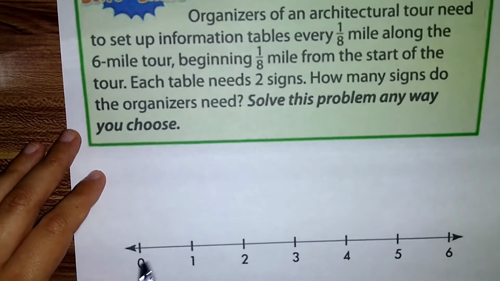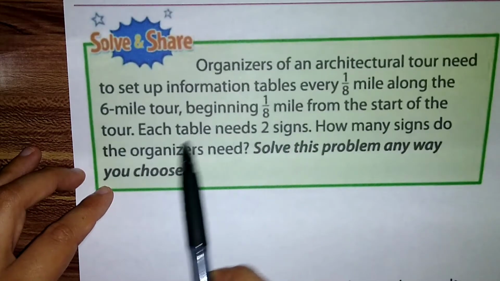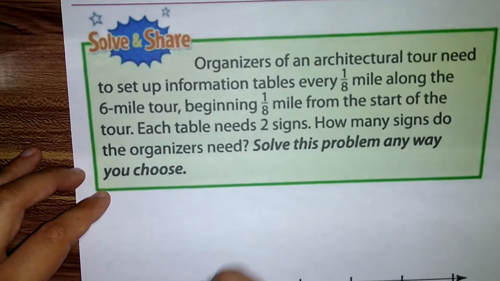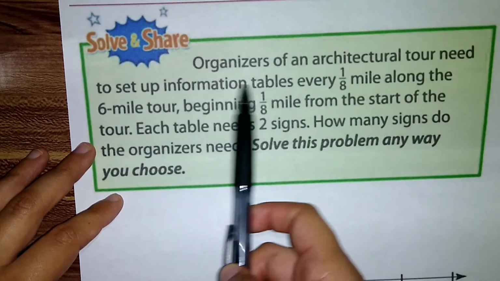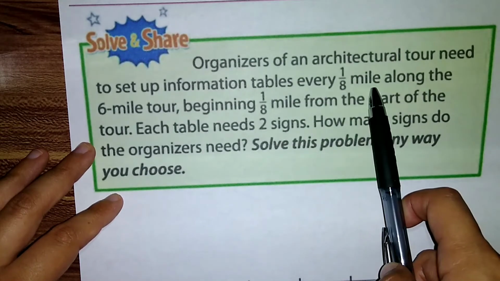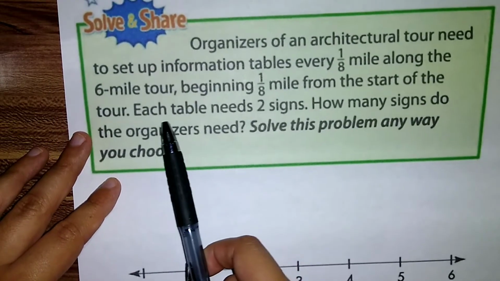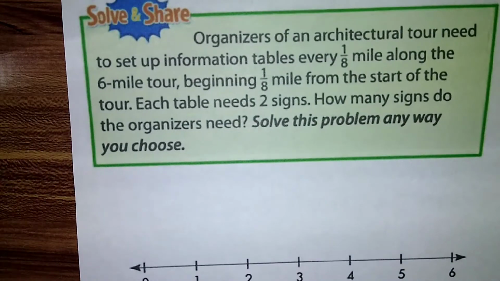So they've given us a number line here indicating the miles all the way to 6 miles, as shown in the problem here. So what is the important information here? They have stated that they need to set up information tables every 1/8 of a mile within a range of 6 miles. So let's work on that part of the question from there. They're stating that we need to start at 1/8. So we'll start at 1/8.